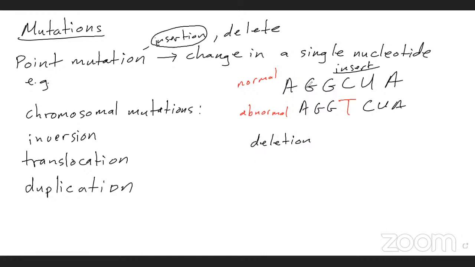Question. This is the normal sequence, AGG CUA. If we're making an amino acid, how many bases do we read each time? If you're making a protein, AGG would make one amino acid from transcription and translation, and the next amino acid would be CUA.